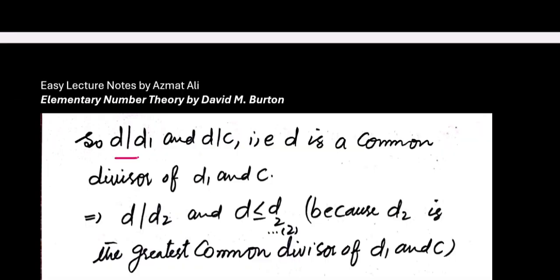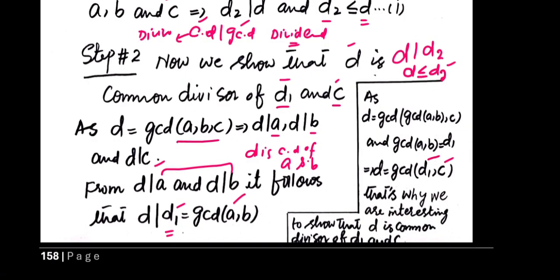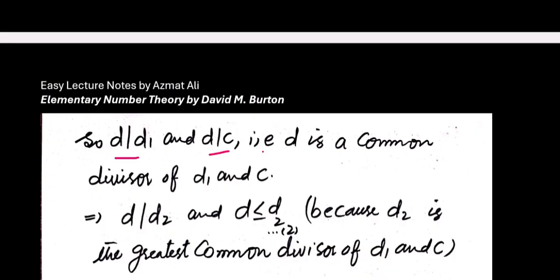So D divides D1 and D divides C. From here, D divides C. So D divides D1 and D divides C. It means D is a common divisor of D1 and C. This implies D divides D2 and D is less than or equal to D2 because D is the divisor, D2 is a dividend. Divisor is always less than or equal to dividend because D2 is the greatest common divisor of D1 and C.